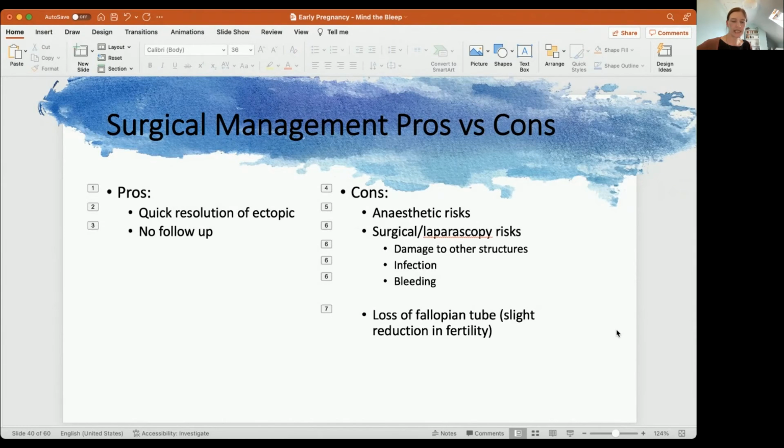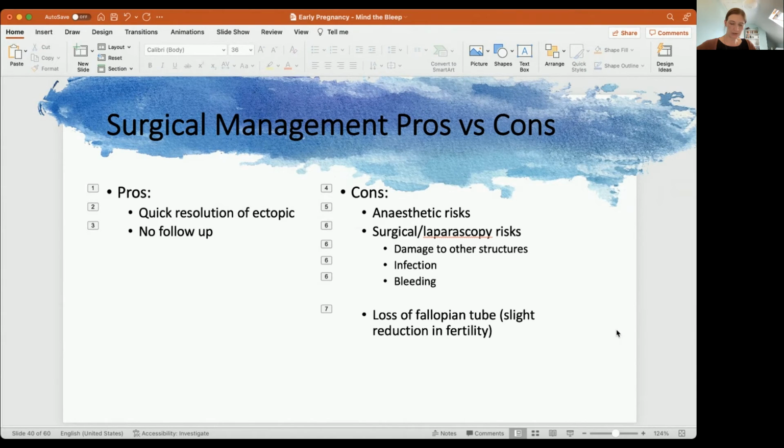So the pros are that it's very quickly resolved, obviously, just there and then, pretty much, or within a day. And no follow-up is required, so that's good as well. Cons, obviously, anesthetic risk, surgical risk, any kind of laparoscopic risk, damage to other structures, infection, bleeding.